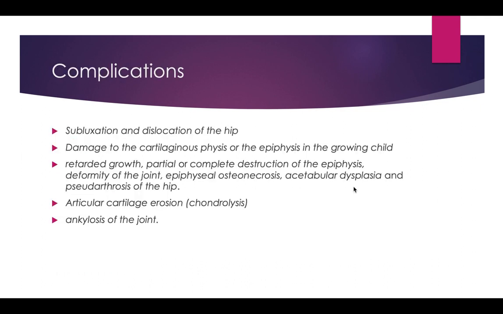The complications of septic arthritis: subluxation and dislocation of the hip joint, sometimes damage of the cartilaginous physis or epiphysis in a growing child, and this may cause growth disturbance, retarded growth, partial or complete destruction of the epiphysis, deformity of the joint, epiphyseal osteonecrosis, acetabular dysplasia, pseudoarthrosis of the hip. All these are complications. Articular cartilage erosion, chondrolysis, ankylosis of the joint, which is usually bony and non-specific infection.